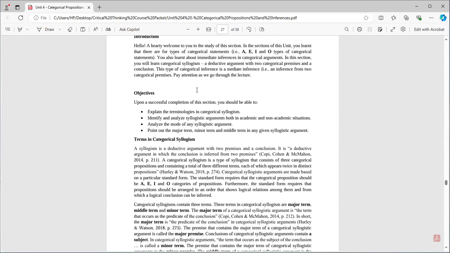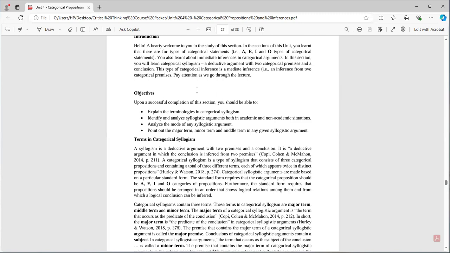Now, we are moving away from immediate inference. We are coming to mediate inference. Mediate inference means that you have at least two premises to draw a conclusion. Immediate is only one premise. You use that to draw a conclusion. And with mediate, you have at least two premises, and then you draw a conclusion.